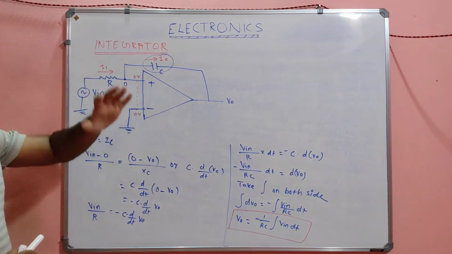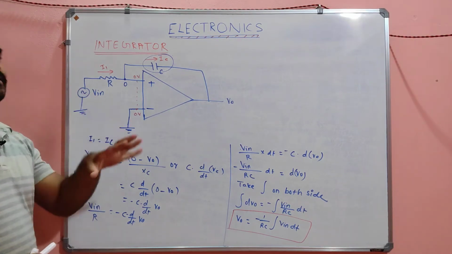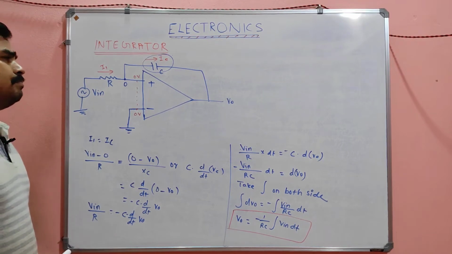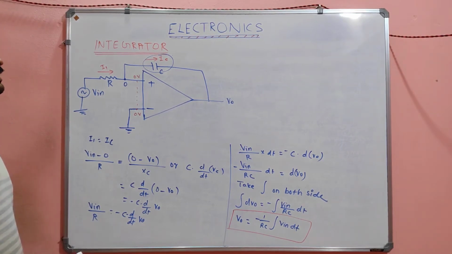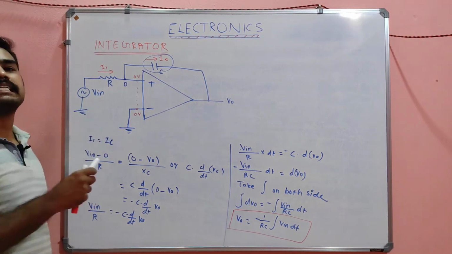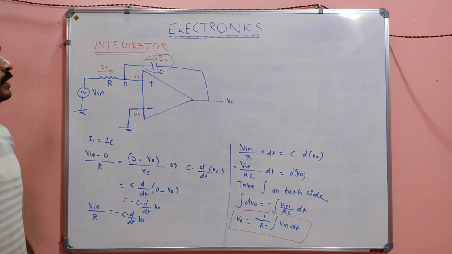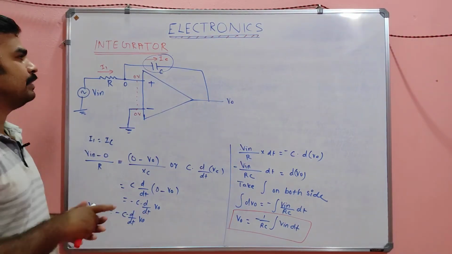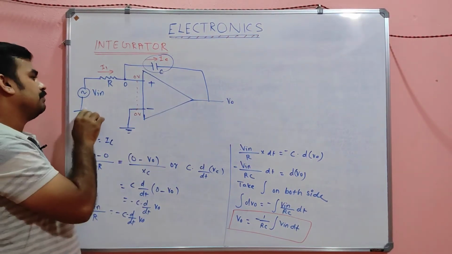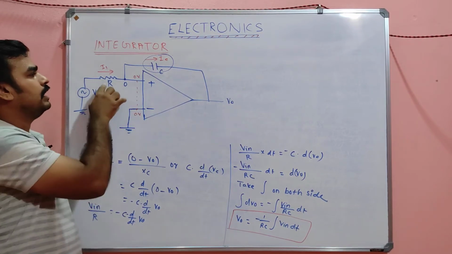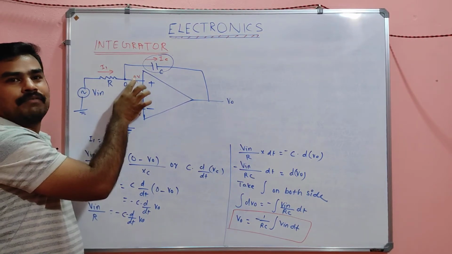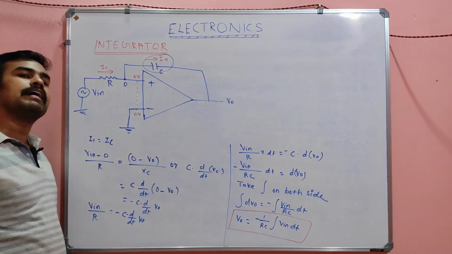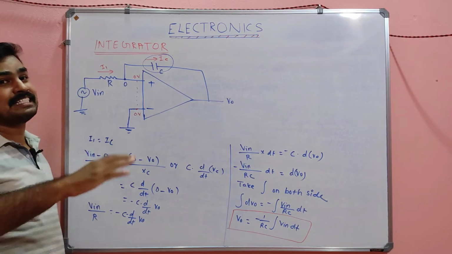Now, for the practical integrator circuit, my dear, there are some problems. There are some limitations in the ideal integrator circuit. One limitation I will tell you now. Suppose the frequency of the input voltage is 0, then what happens? The capacitor will behave like an open circuit, because frequency 0 means a 0 frequency wave, and Xc is equal to 1 by C omega, where omega is 2 pi f. So frequency 0 means Xc will be infinity.